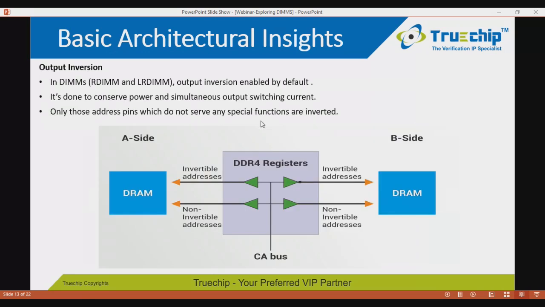Output inversion. In RDIMMs and LRDIMMs, the output inversion is enabled inside the RCD, that is the register clock driver, by default. It is done to conserve power. In order to ensure that the DRAMs receive the correct uninverted MRS bits, the host to register to DRAM MRS programming is done in two steps. The first step is the A side DRAMs are programmed using non-inverted addresses from the host. Then B side DRAMs are programmed using inverted addresses for the invertible signals and non-inverted addresses for the non-invertible address signals from the host.